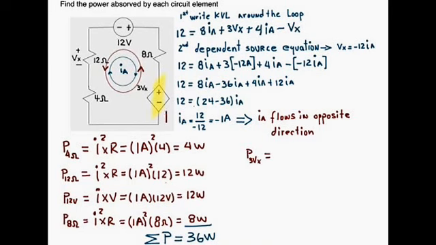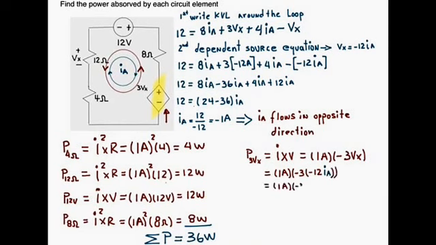Now we're going to look at the dependent source. The current enters the negative sign, so this is going to give us a negative value. And so it's I times minus 3 v sub x. V sub x is minus 12 I sub A. I sub A was in the opposite direction, so we put that value into the equation. So the power of the 3 v sub x is minus 36 watts.